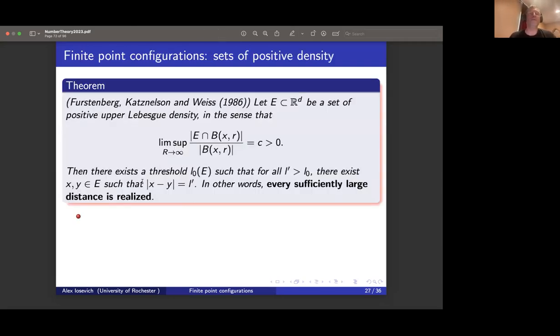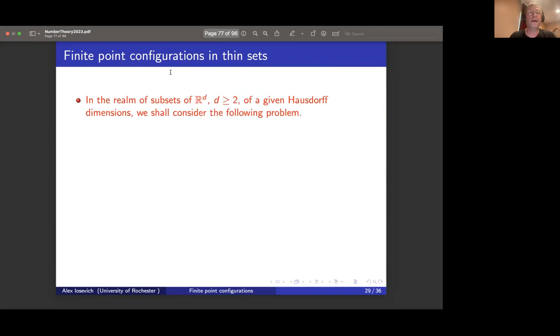Okay, so finite point configurations in higher dimensions. So let me see, let me maybe skip the sets of positive density. So finite point configurations in thin sets.